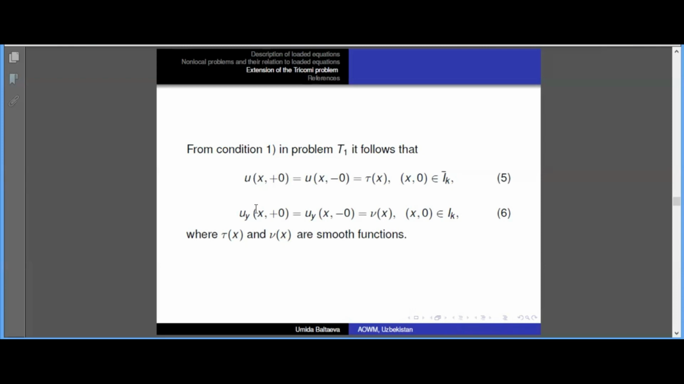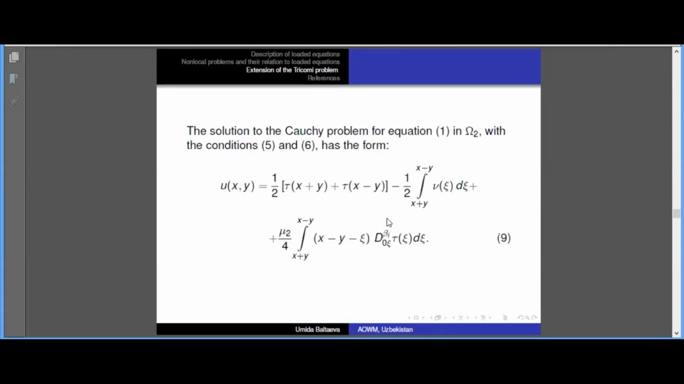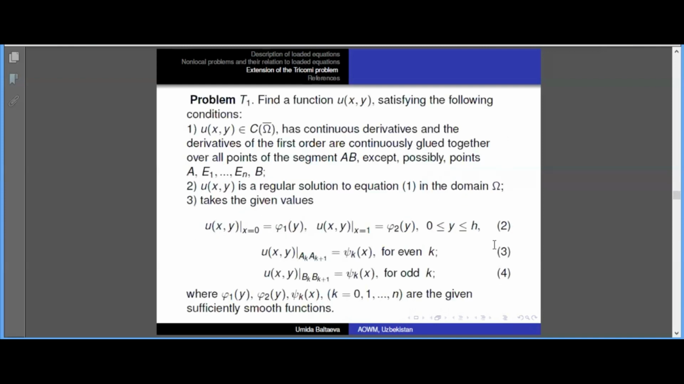We denote this function as tau of x, and the first derivative, as given in the conditions of the problem, u_y, we denote as nu of x. Tau and nu are unknown functions at the moment. We can write the solution for the hyperbolic part in a form that looks like the D'Alembert form, but with the loaded part. With our conditions, for even k and odd k, conditions 3 and 4, we satisfy these two conditions for the solution.